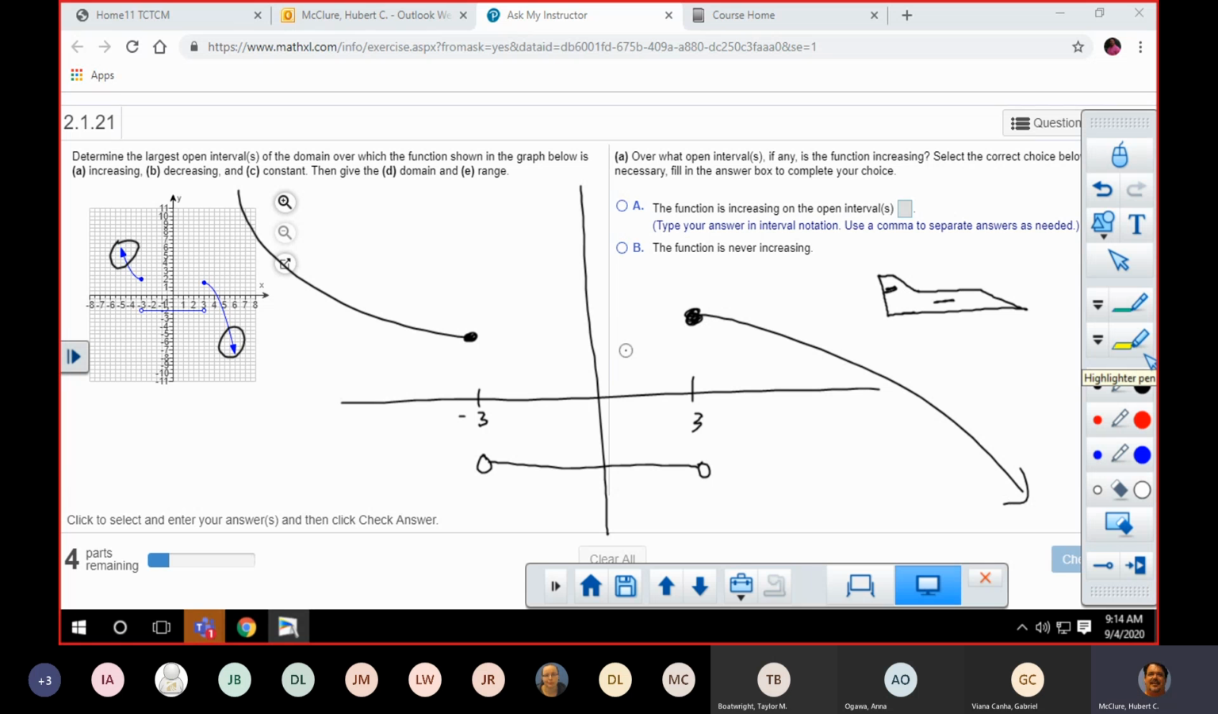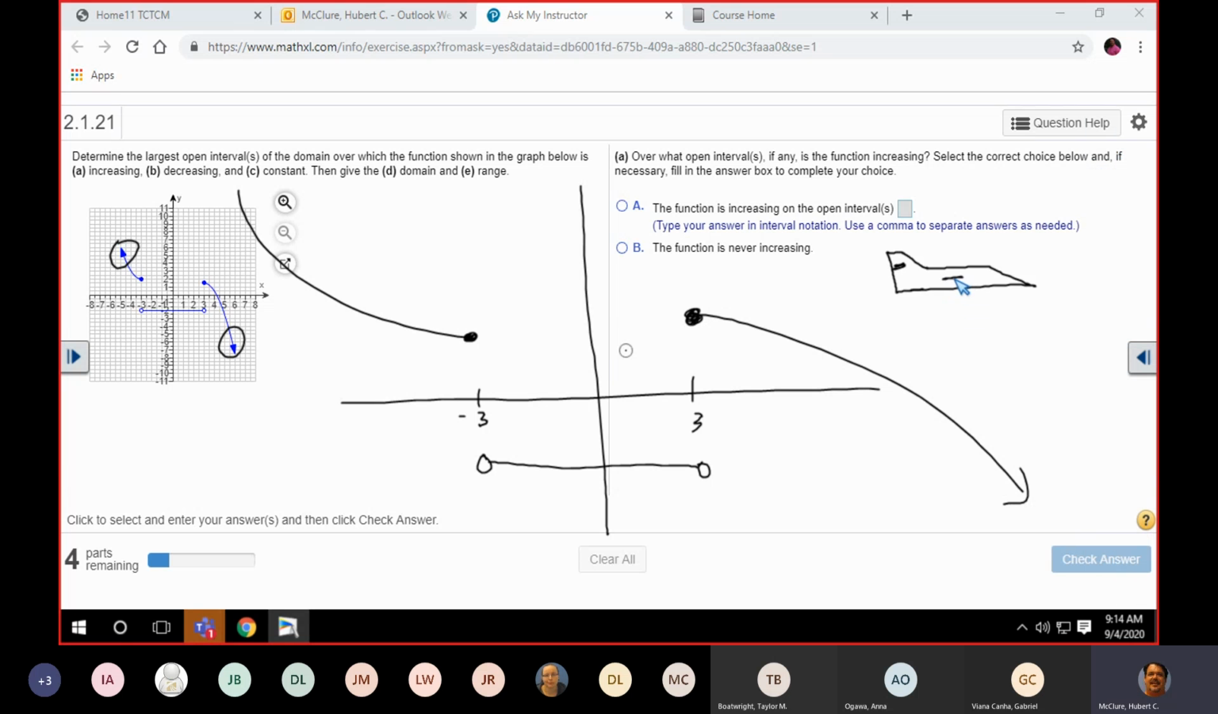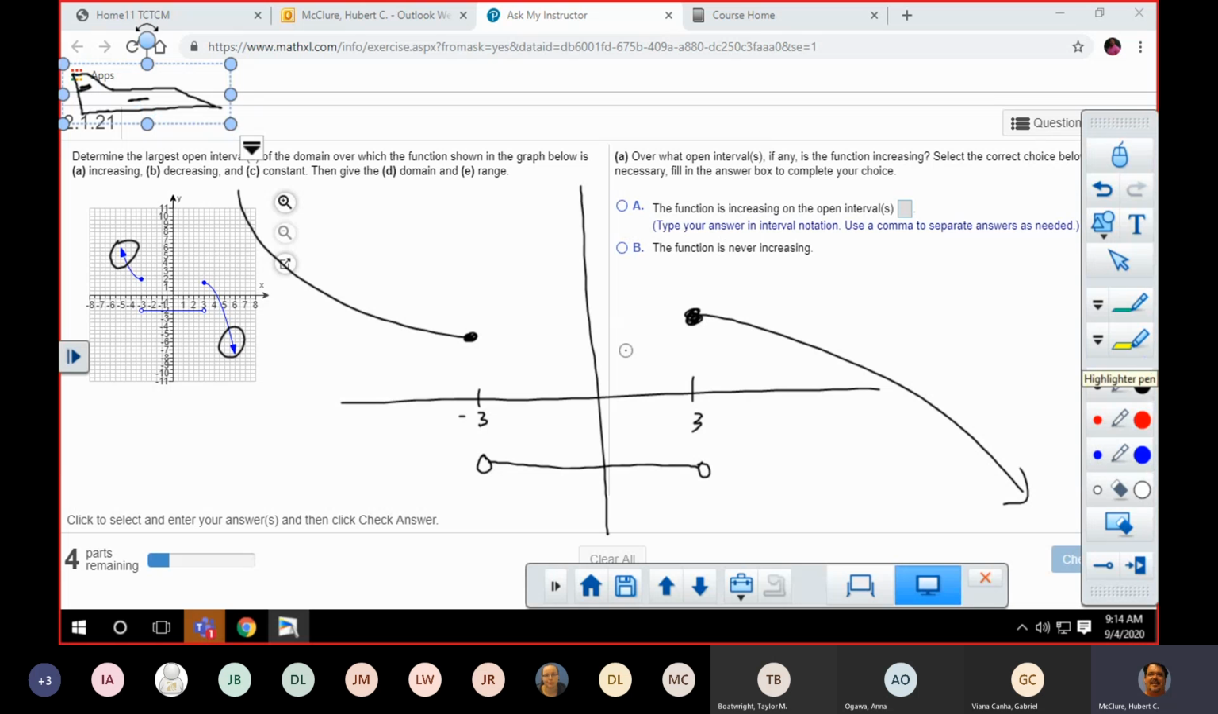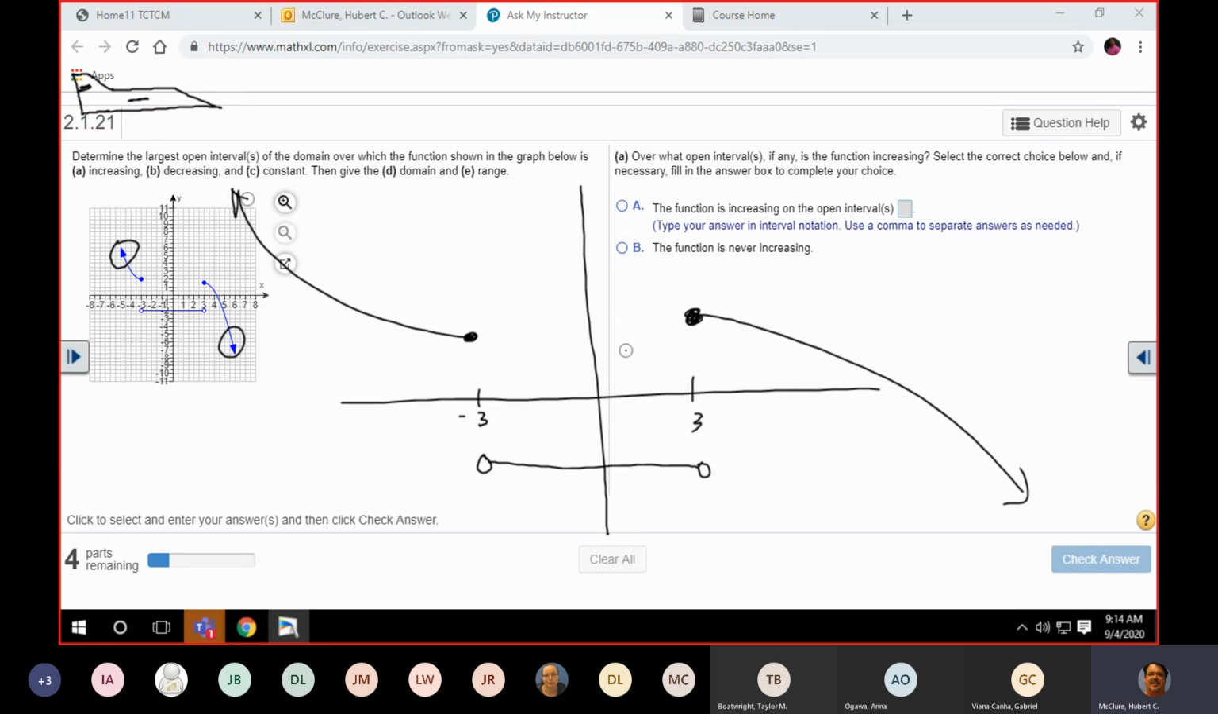So I'm going to take my handy dandy plane, and I want you to tell me what that plane is doing. Which way do we read? Which way do we read, people? We read from left to right, Hubert. That's right, class. So this arrowhead is called negative infinity. And this arrowhead over here is called positive infinity.